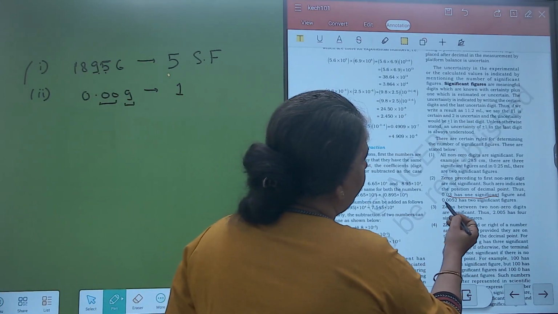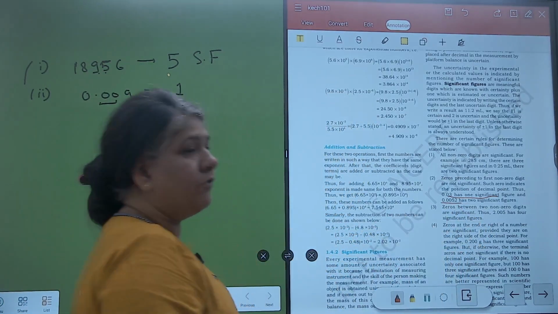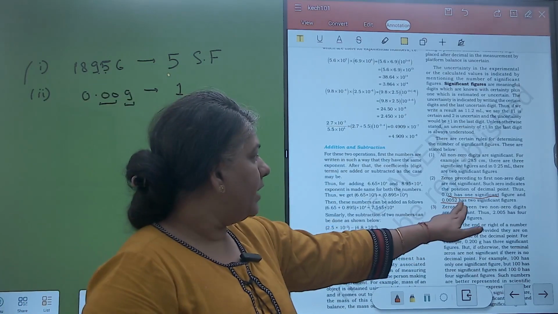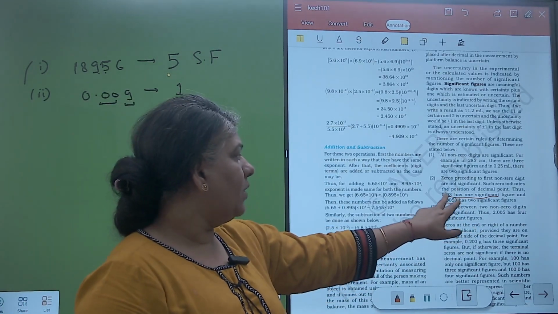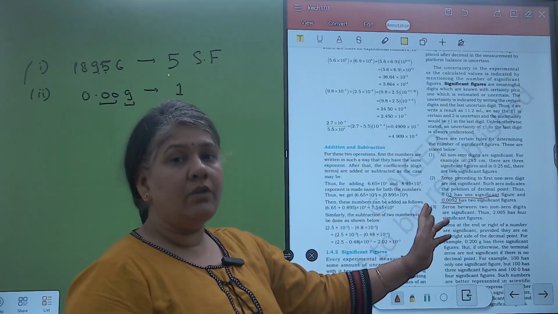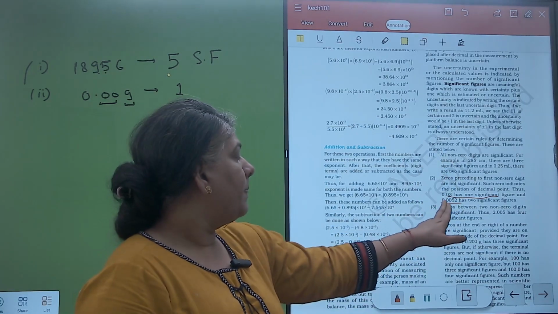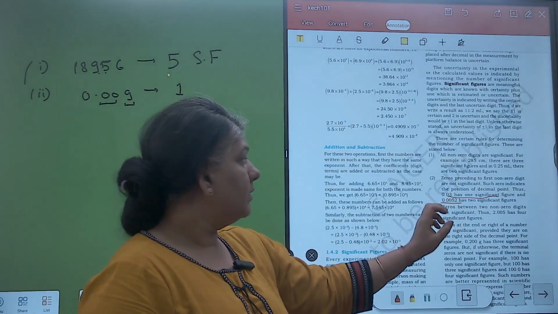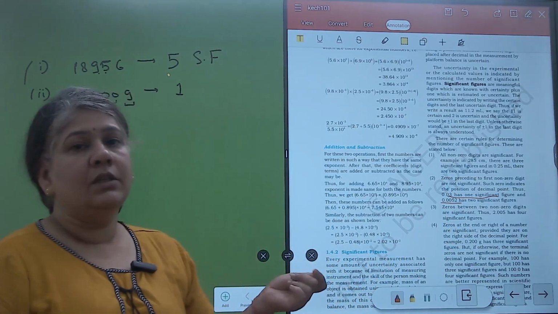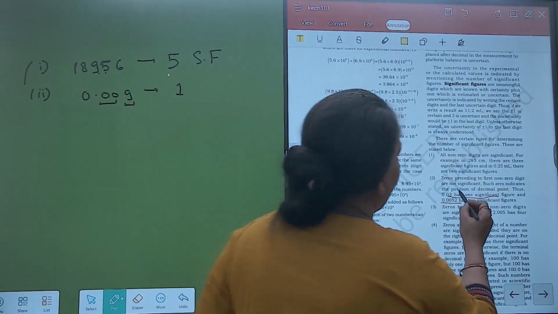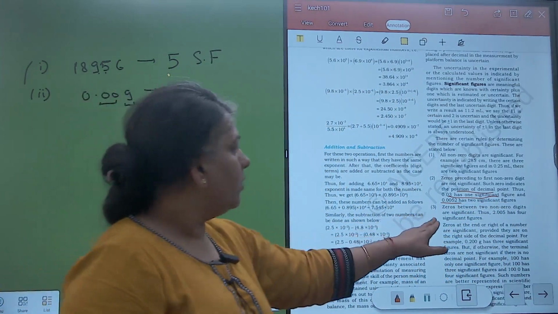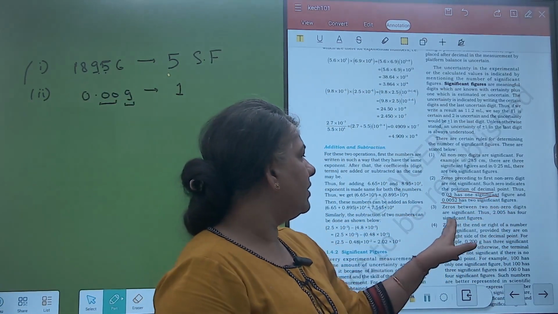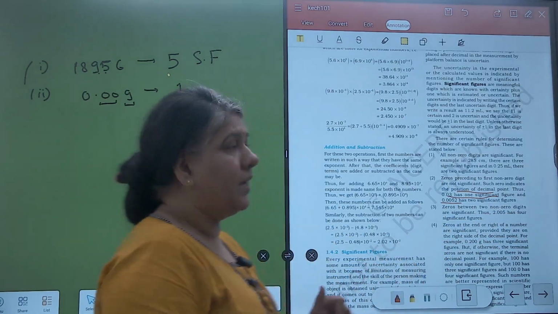Again here, 0.0052. Again there are 2 significant figures, 5 and 2. These zeros preceding the non-zero digit are not considered. They are just used to tell the position of the decimal. Okay. The third rule says zeros between two non-zeros are significant.